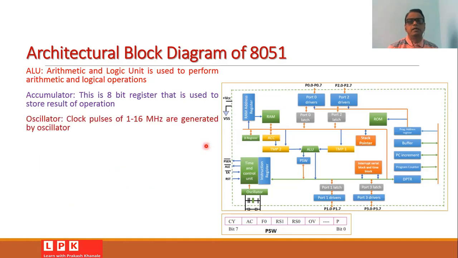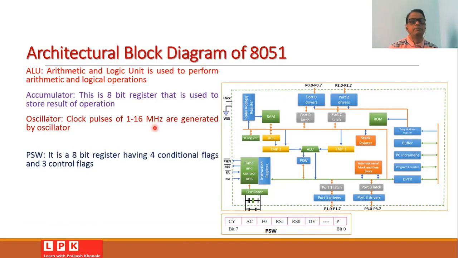The oscillator will produce square pulses. Externally, we can connect a crystal for the generation of the oscillations, and the oscillations that can be produced can be in the range of 1 to 16 megahertz.